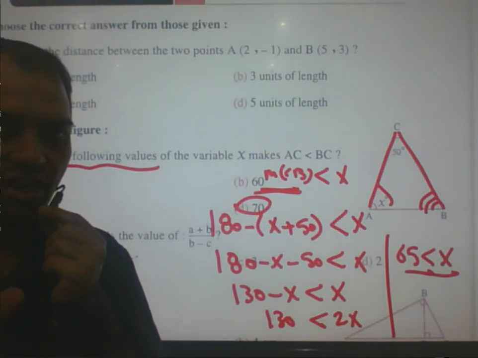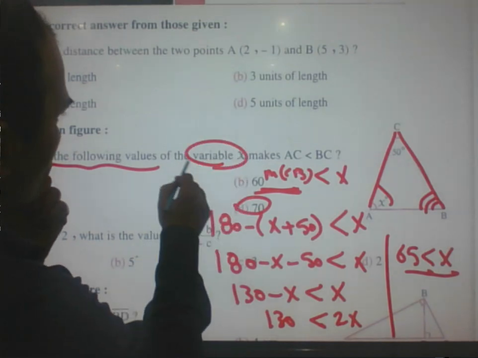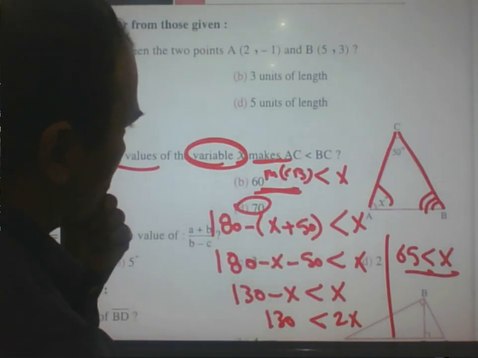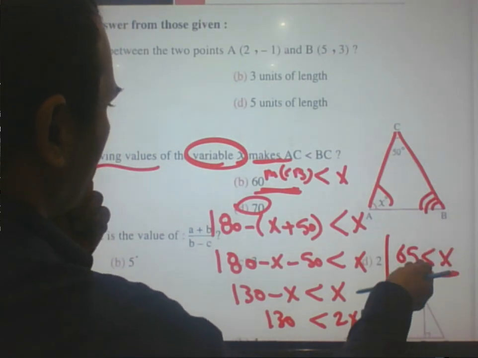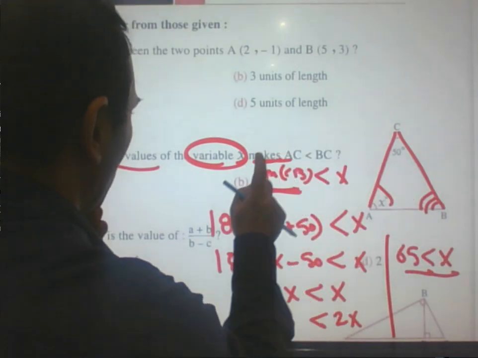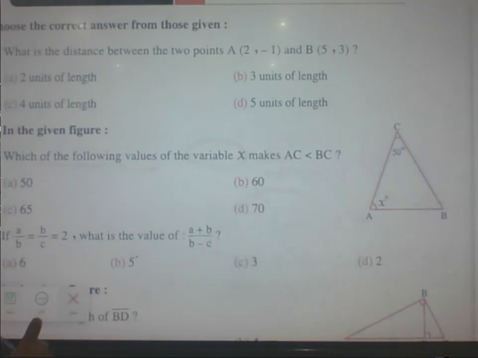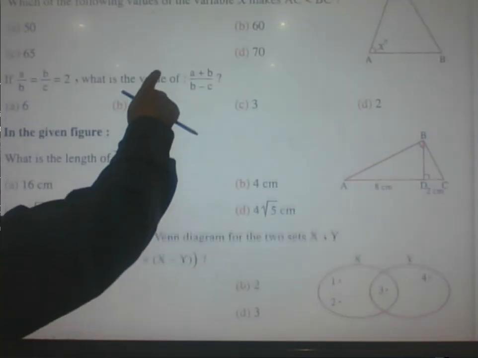Since the solution here, he asked about what is the following value. The value of X makes BC greater than AC, then X must be greater than 65. You must choose 70. The answer here will be 70. Choose letter D. Next question.